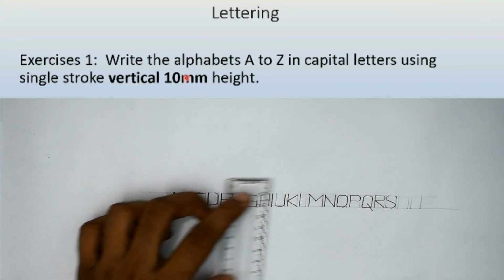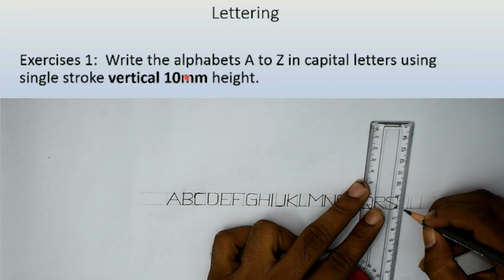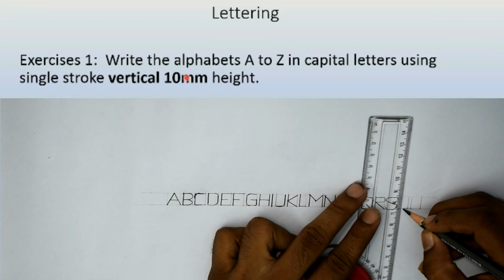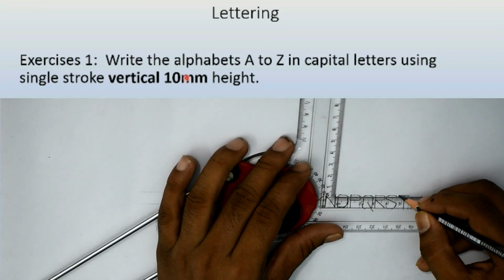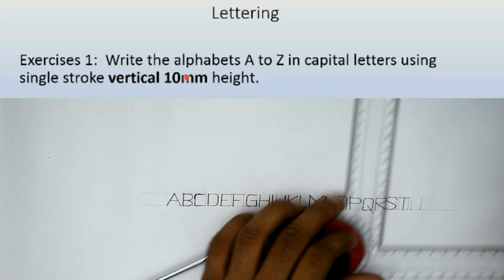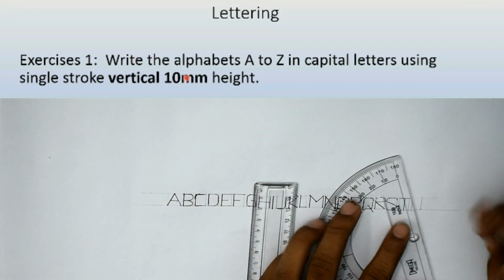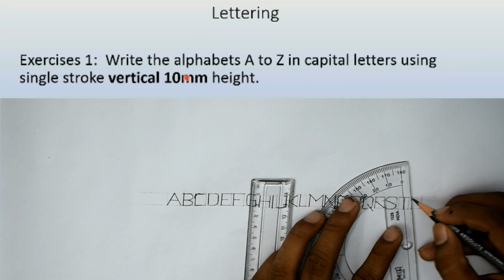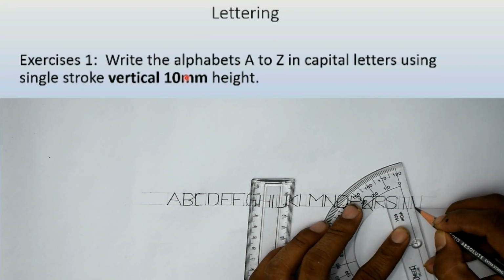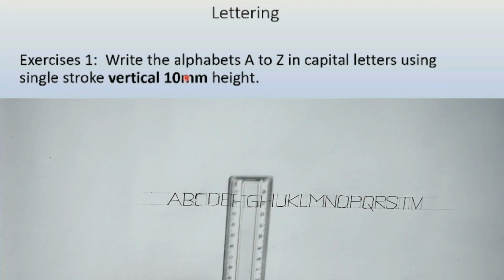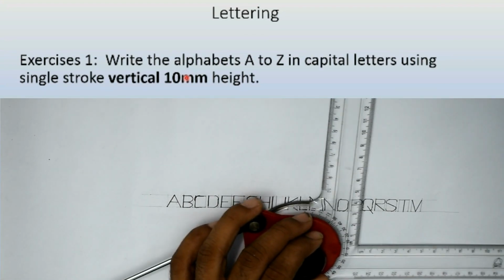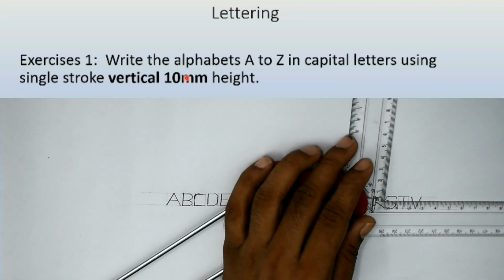This S and this T. From the center of these two lines, this is T. Then we have to draw the letter V. V is also simple. Just try to take this line at the center. Letter V is completed. Now I will have W, X, Y, Z.